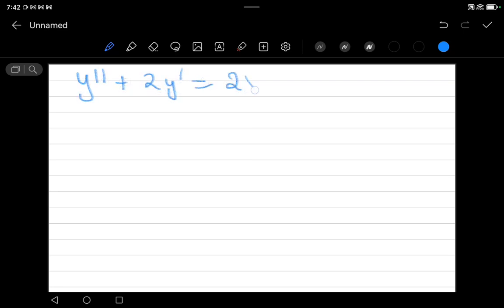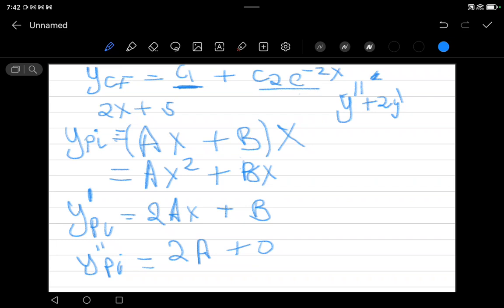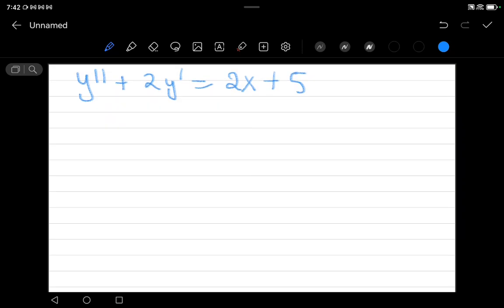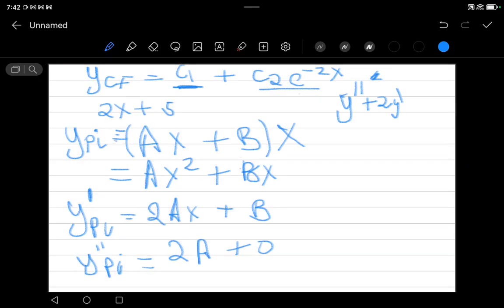It's equal to 2x plus 5. Okay, and then wherever there is y double prime, we're going to substitute with what? With 2a. And wherever there's y prime, we're going to substitute with 2ax plus b. So now we're going to have 2a plus 2 into our y prime. Y prime is 2ax plus b.